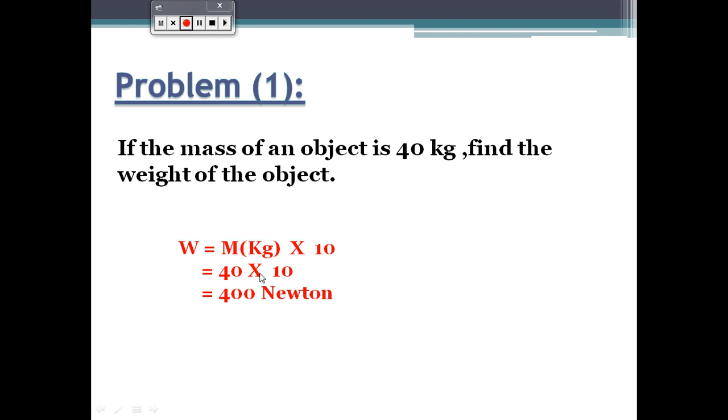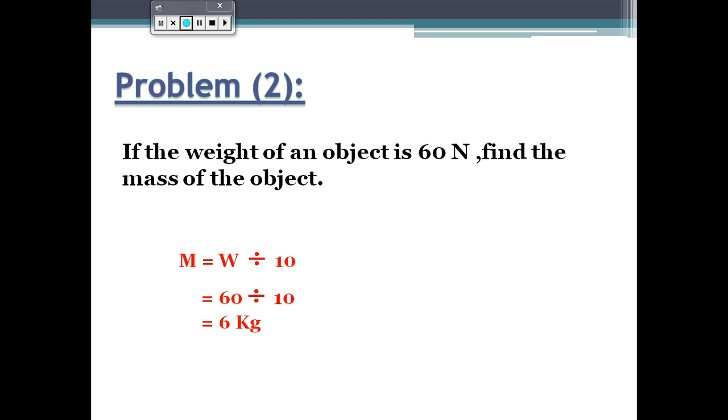Problem number 2. If the weight of an object is 60 Newton, find the mass of this object. We have here mass equals weight divided by 10. So it will be 60 divided by 10, which is 6 kilogram. And kilogram is the measuring unit of mass. So the mass will be 6 kilogram.